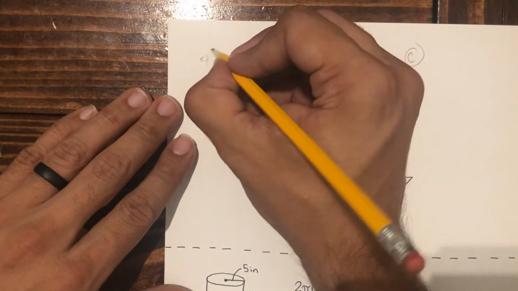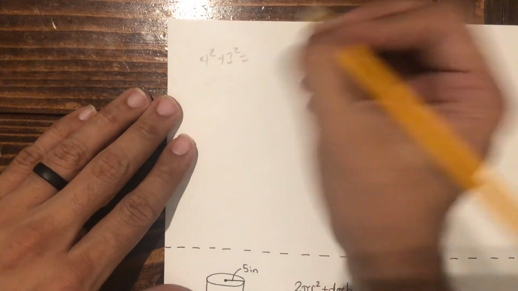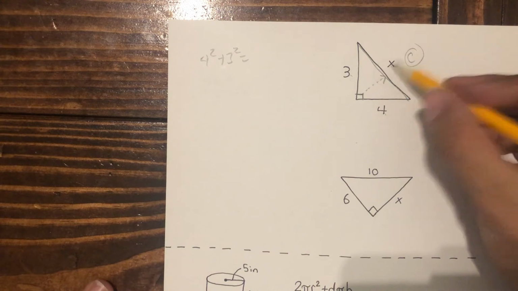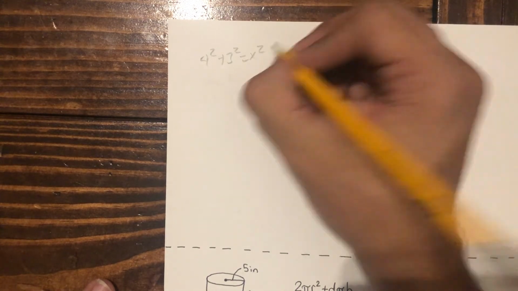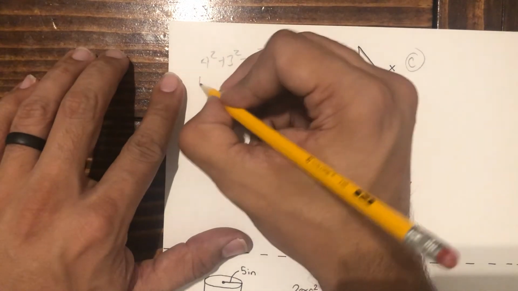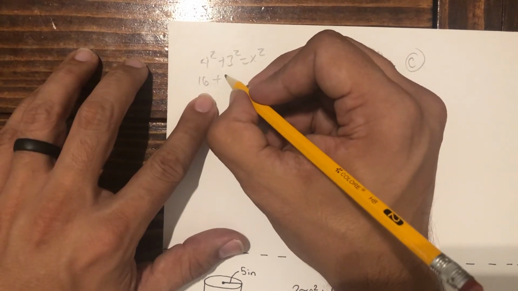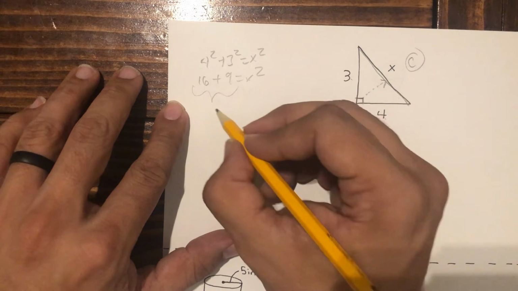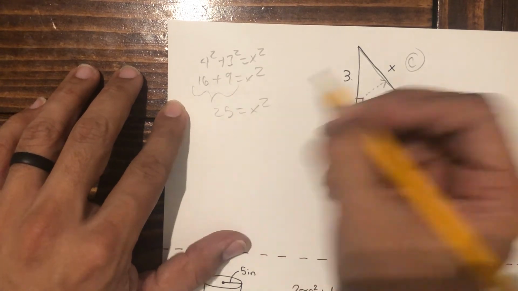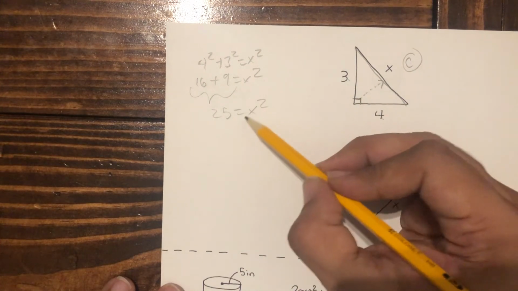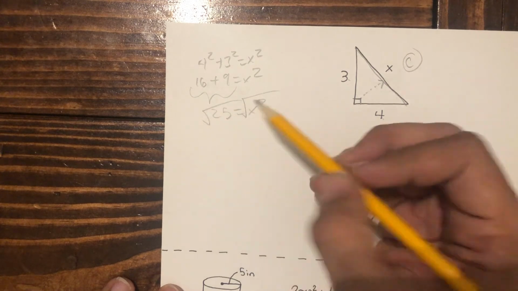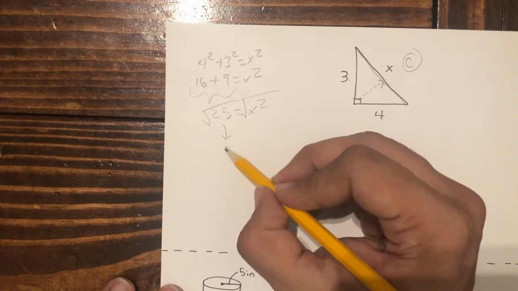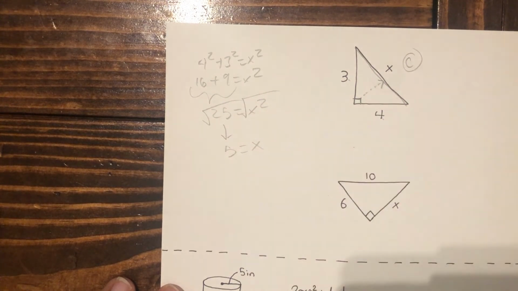Okay, so I'll do 4 squared plus 3 squared. That's the ones on the left. C is the one over here all by itself, so it's got to be this one over here. So it's going to be 16 plus 9 equals x squared. This is going to make 25 equals x squared. How do we get rid of the squared? We square root. So the answer for this is 5 equals x.